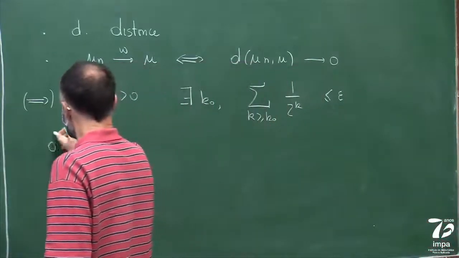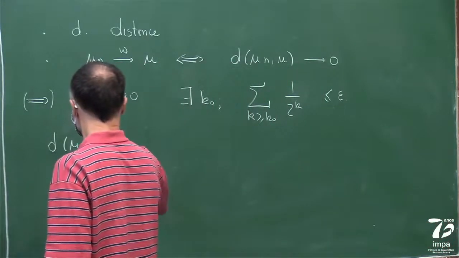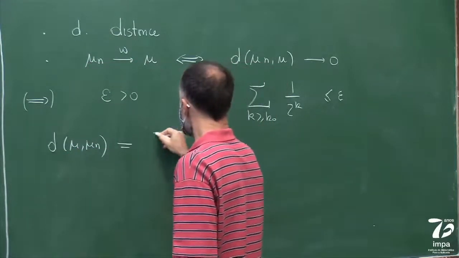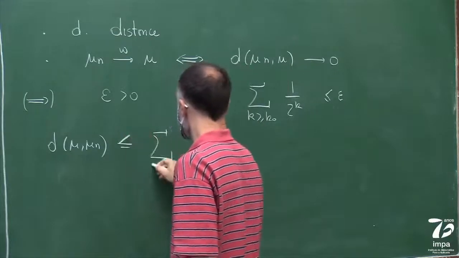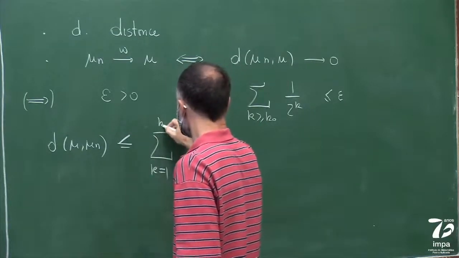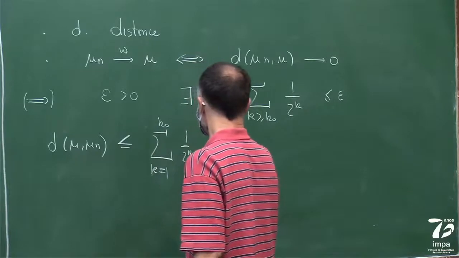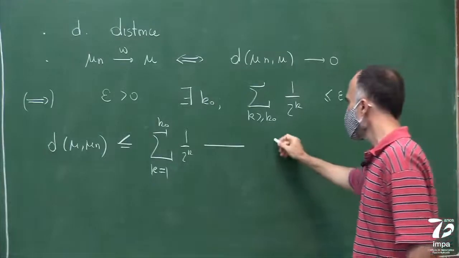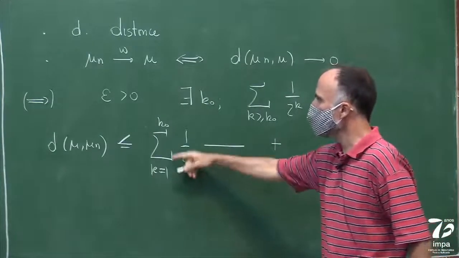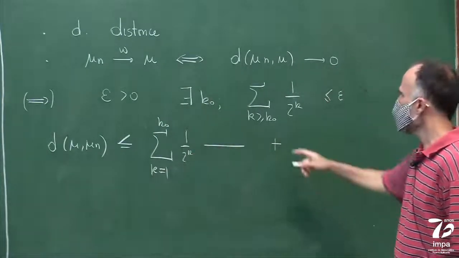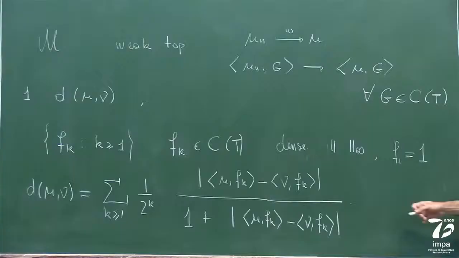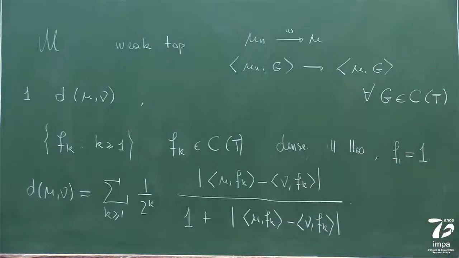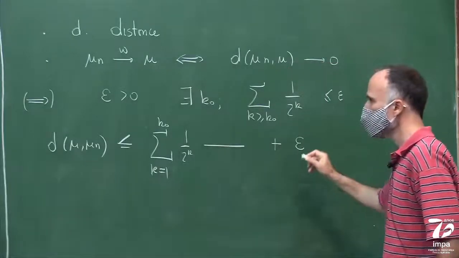And now write the distance between mu and mu n as, well, it's bounded by the sum from 1 up to k naught of 1 over 2^k, and I don't write again what's written over there, and then plus the sum for k larger than k naught. But the sum for k larger than k naught, from the definition, is bounded by 1 over 2^k, so this is bounded by this sum, and this sum is bounded by epsilon.